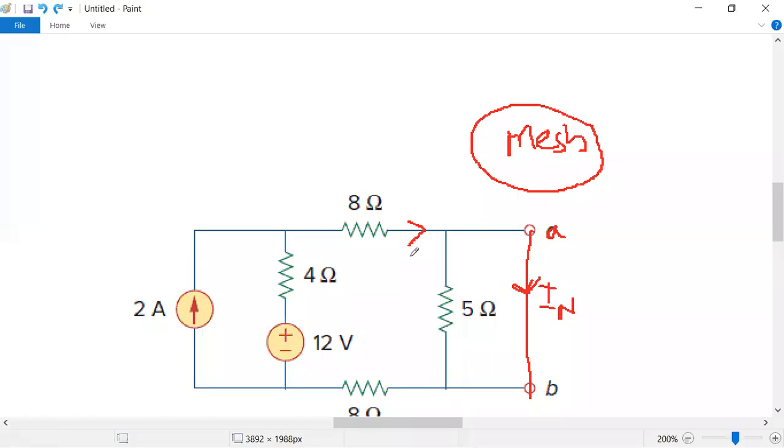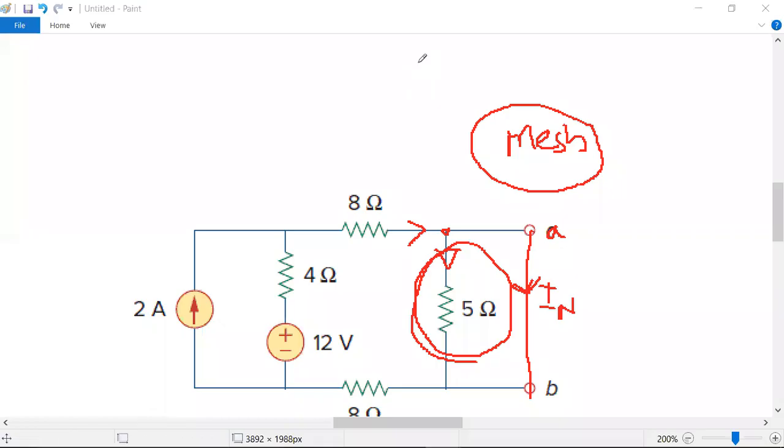You can use mesh analysis. As soon as the current flows through this, it is divided into two paths, but current always chooses the least resistance path, so current will not flow through this 5 ohm resistor. Then I am removing this 5 ohm resistor. When I make the short circuit of A and B terminals, the 5 ohm resistor is invalid. So I am removing this.